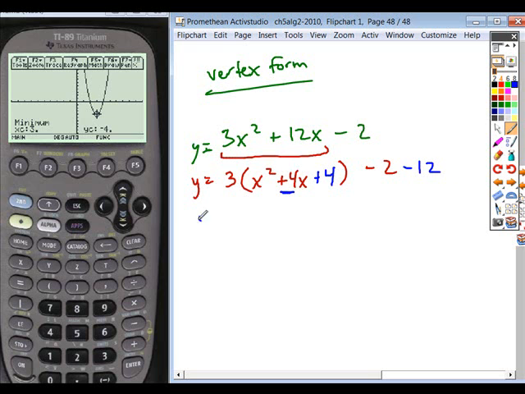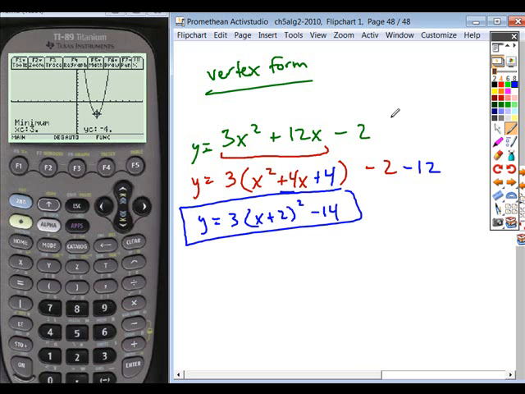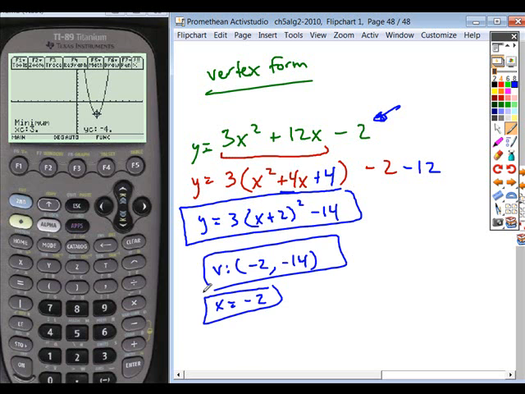And now my last step would be to rewrite it in the binomial square form. So x plus 2. Just combine my terms here. And so if we looked, this equation right here would have a vertex, if I was asking you to find it, of negative 2, negative 14. And then the axis of symmetry would be x equals negative 2, if you were needing to find those pieces of information.